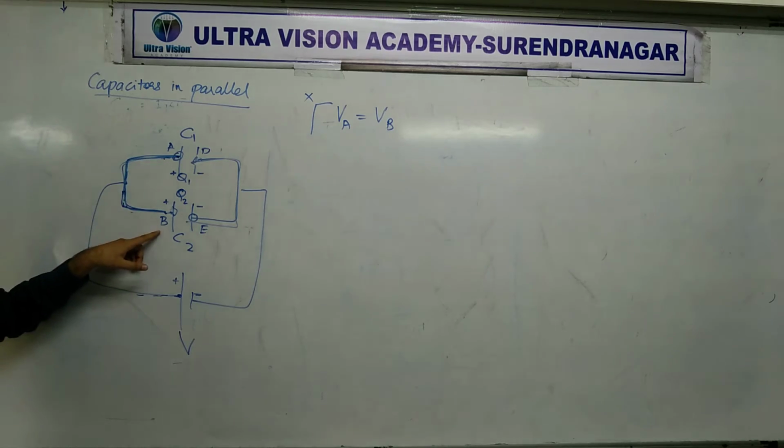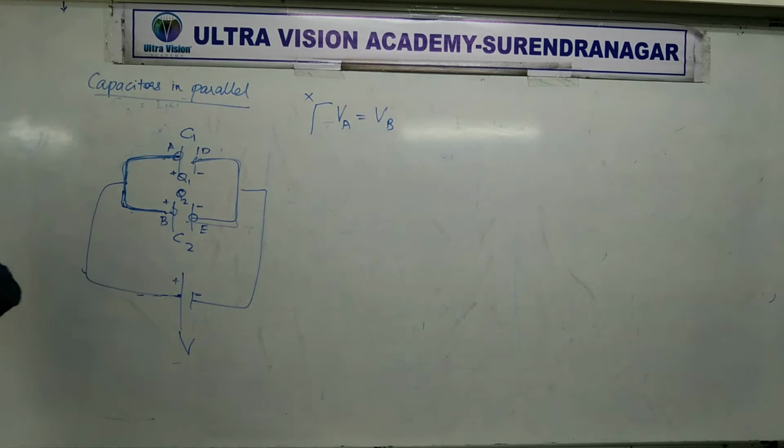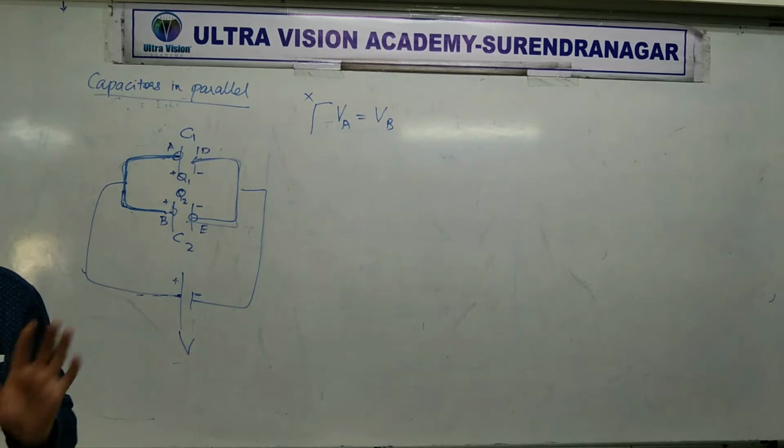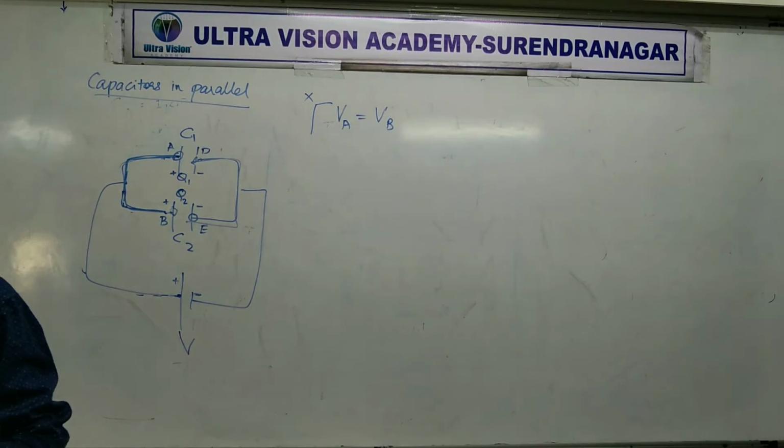VA is equal to VB. Clear or not? Why? Because they are all connected to the same metal wire. At every point on the metal will have same potential. If we are talking about electrostatics, that's what we are doing at this time.